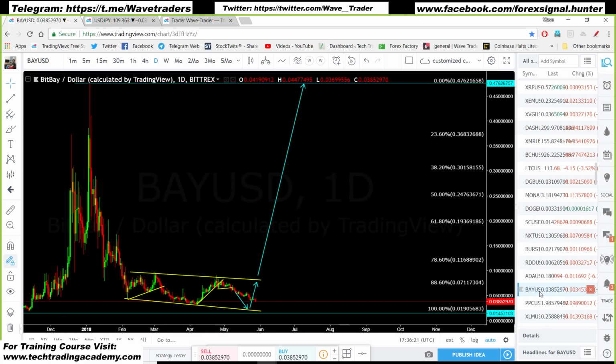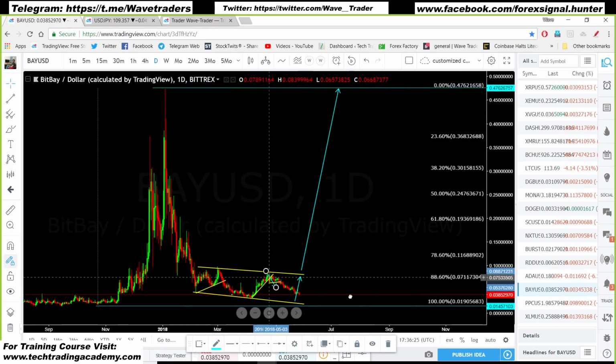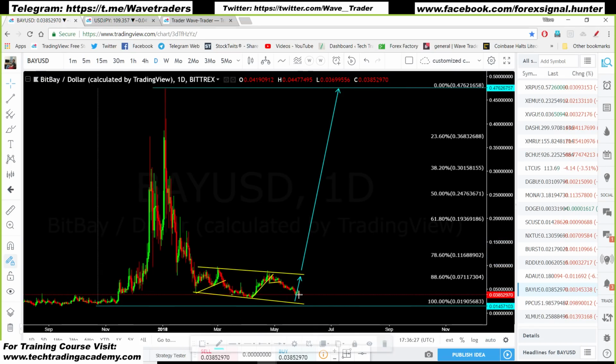BitPay, same. This move, the move which I was showing you last week, is about to finish. So start to build your position for upside.